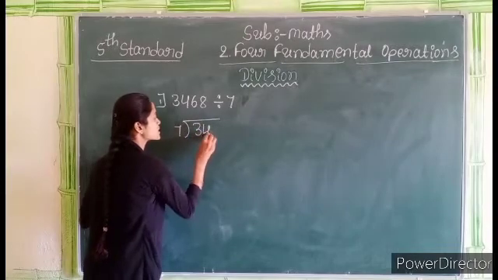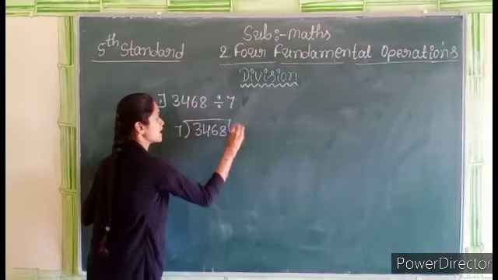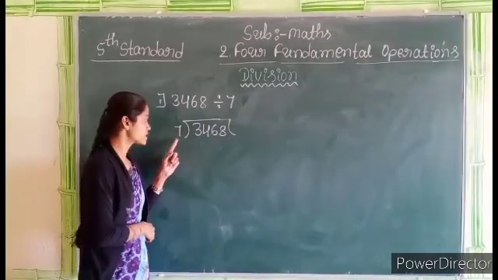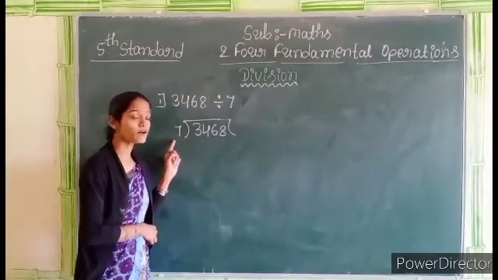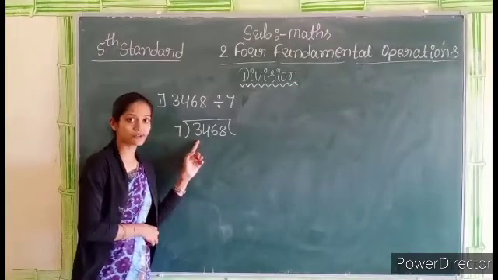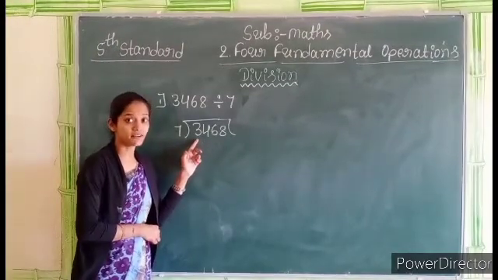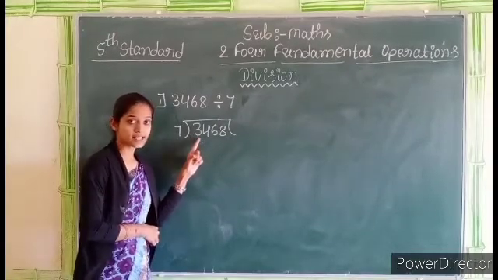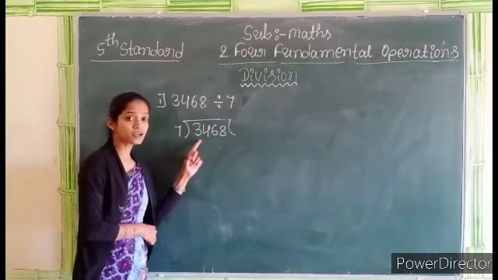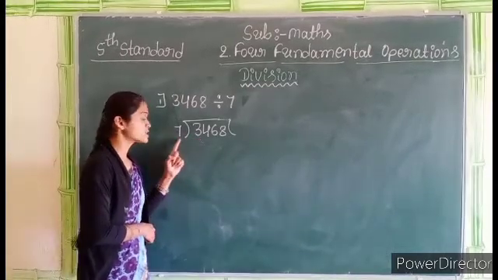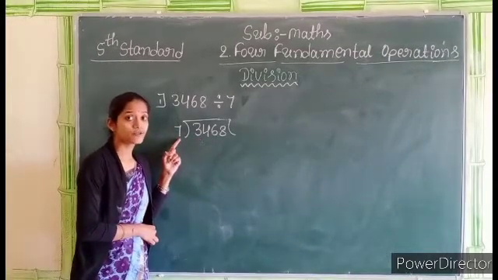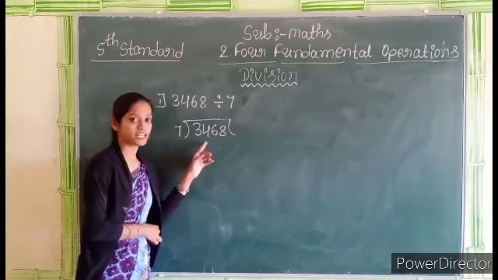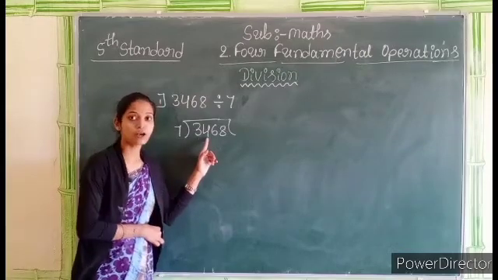7, 3468. Here divisor has one digit, that is 7. Right. Now we have to consider the first leftmost digit of the dividend, that is 3. But this 3 is less than this 7. We cannot divide 3 by this 7. Right. That's why we have to consider two leftmost digits of the dividend, that is 34.